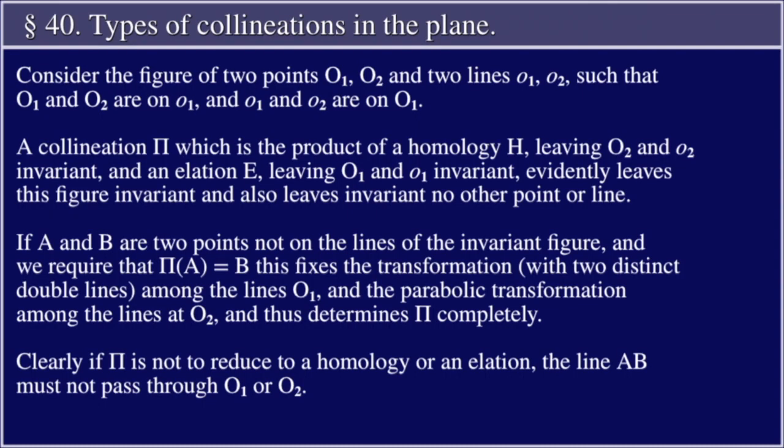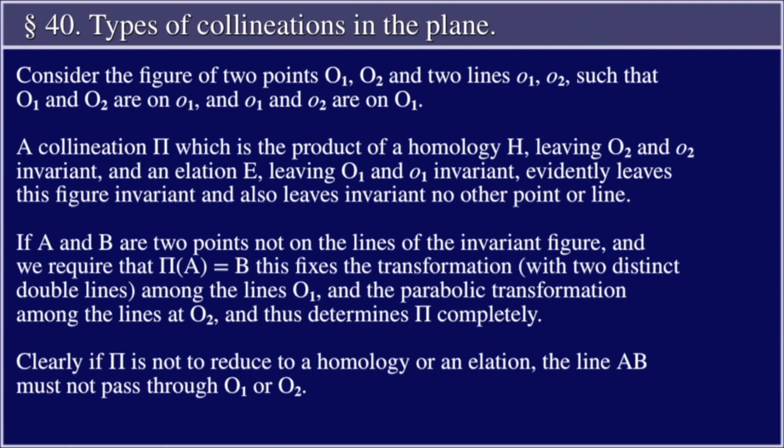Consider the figure of two points O1, O2, and two lines o1, o2, such that O1 and O2 are on o1, and O1 and O2 are on o2. A collineation pi, which is the product of a homology H, leaving O2 and o2 invariant, and an elation E, leaving O1 and o1 invariant, evidently leaves this figure invariant and also leaves invariant no other point or line.